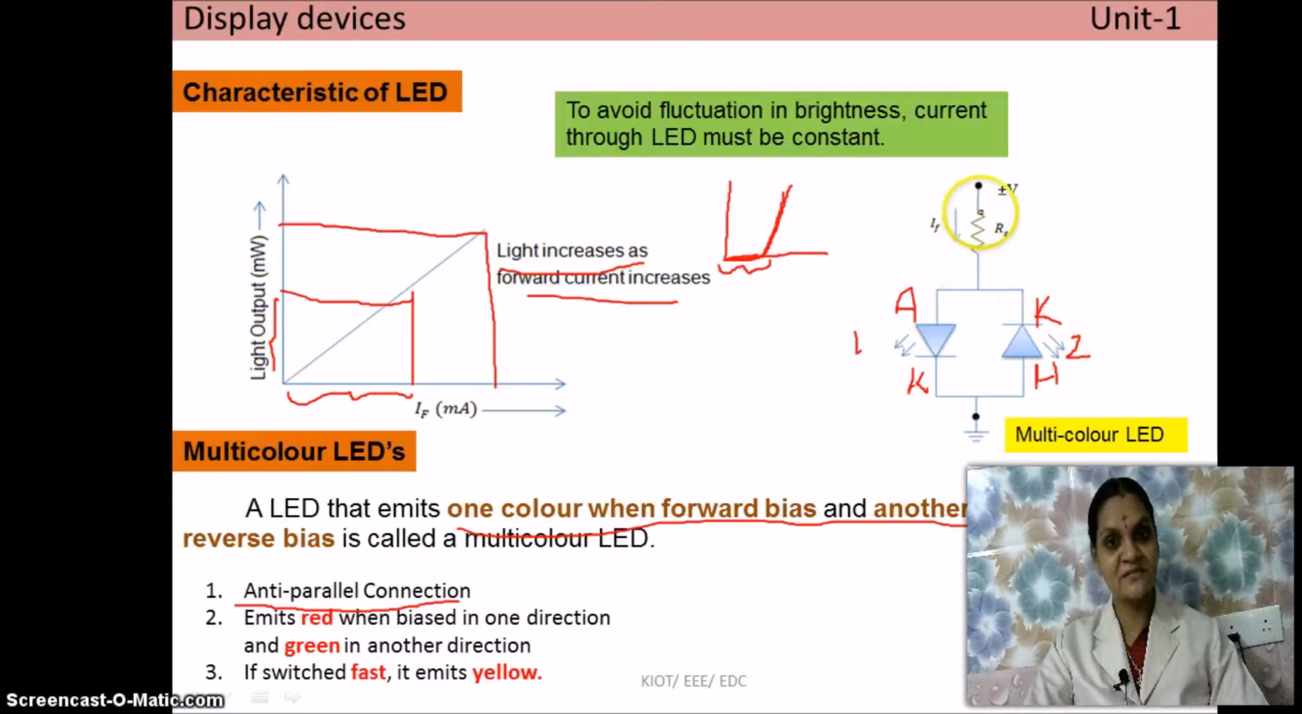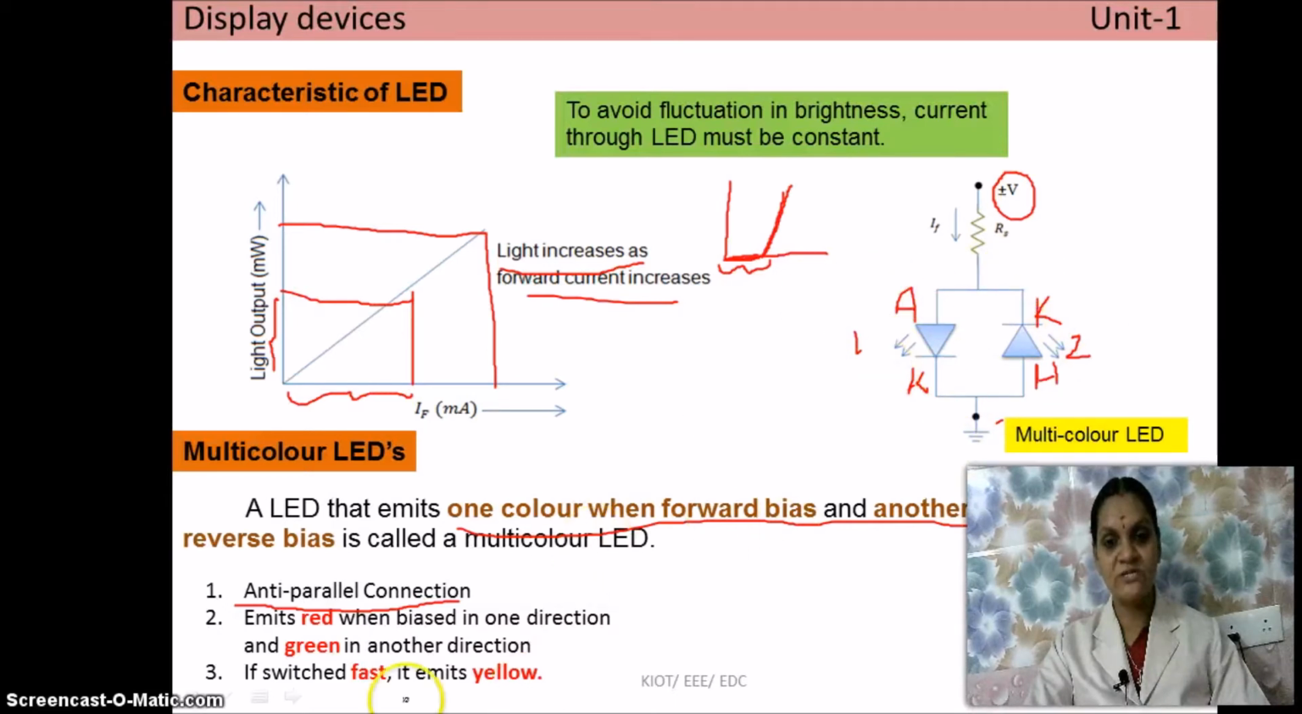So the external supply, what are we giving? We are giving only forward bias. So plus or minus V. This terminal is positive, this terminal is grounded, connected to negative. We are giving only forward bias. But due to the anti-parallel connection of two diodes, internally one diode is forward biased with respect to the supply, and the other diode is left with reverse bias. So the forward biased diode emits one color, and the reverse biased diode will emit another color. As a whole, we will get different colors from this LED assembly.